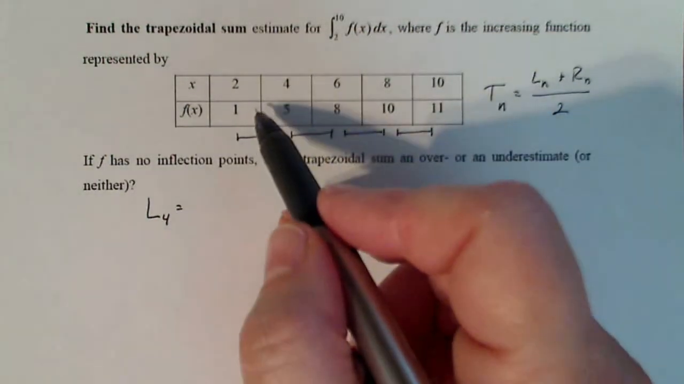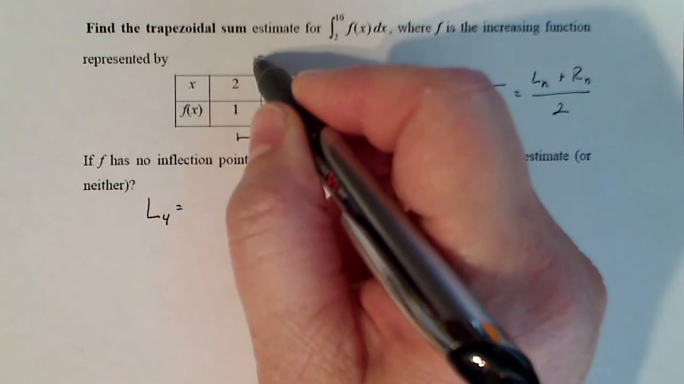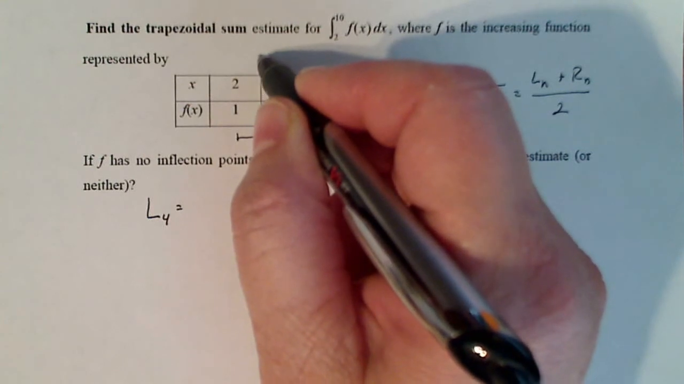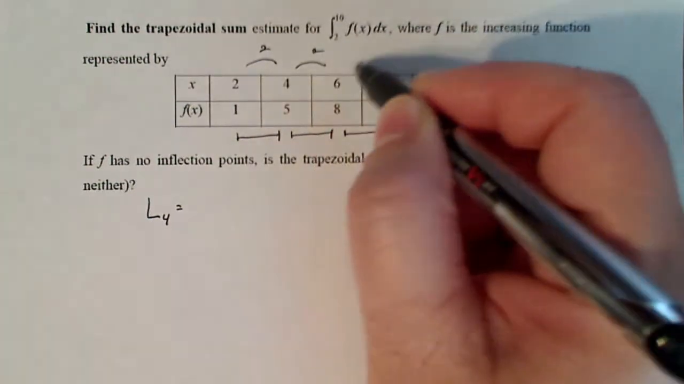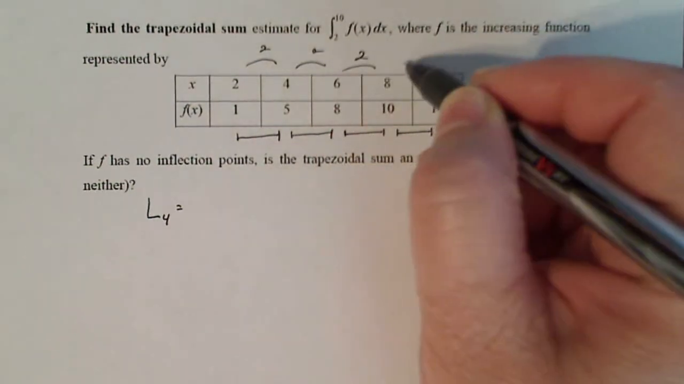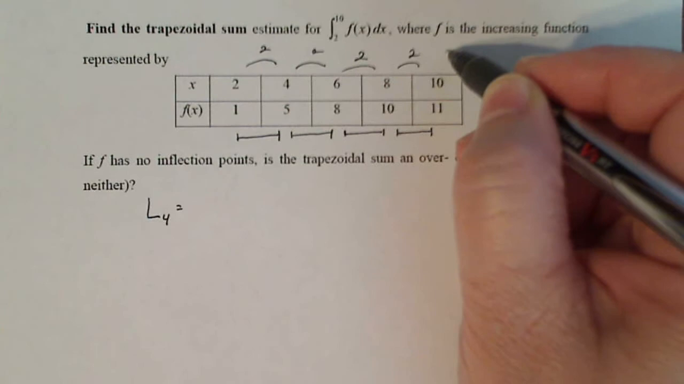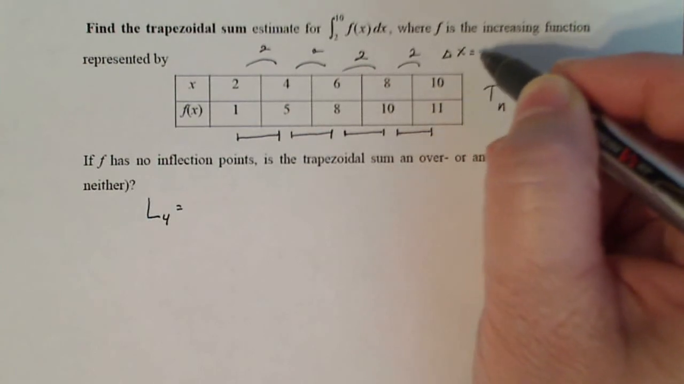Now each interval length here is 2. So 2 to 4 is 2. 4 to 6 is 2 units. 6 to 8 is 2 units. 8 to 10 is 2 units. So that means that delta x is equal to 2.